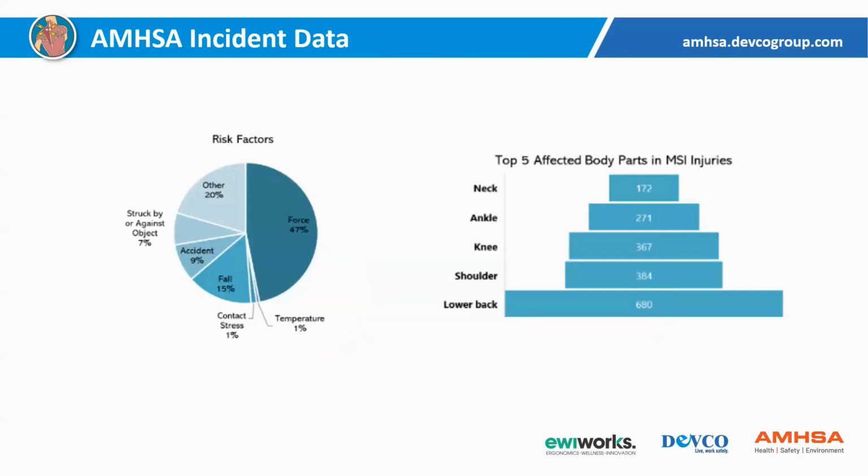Okay. If we look at risk factors, we can see here on the image on the left that force accounts for 40% of the AMHSA incident data. And this is really why we're here today: we can see that force is the leading risk factor for the claims that we are seeing. And on the right there, we can see a breakdown of body parts affected by MSIs. No surprise, we see the lower back as the leading one, and then again, we're going to see injuries to many areas of the body.